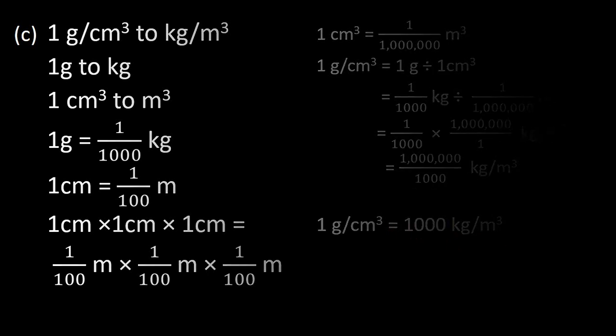Lastly, let us look at part D. We are converting 45 grams per cubic centimeter to kilograms per cubic meter. First of all, we need to know that 45 grams per cubic centimeter is equivalent to 45 grams divided by 1 cubic centimeter. So I shall convert the 45 grams to kilograms, and also convert the 1 cubic centimeter to cubic meters.